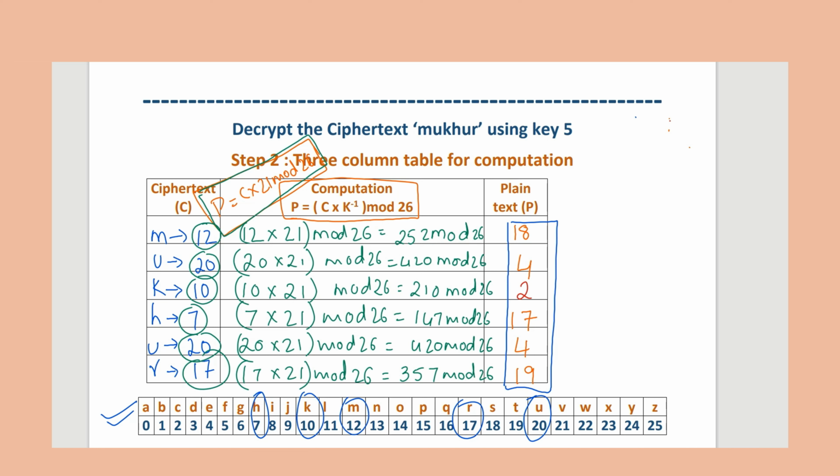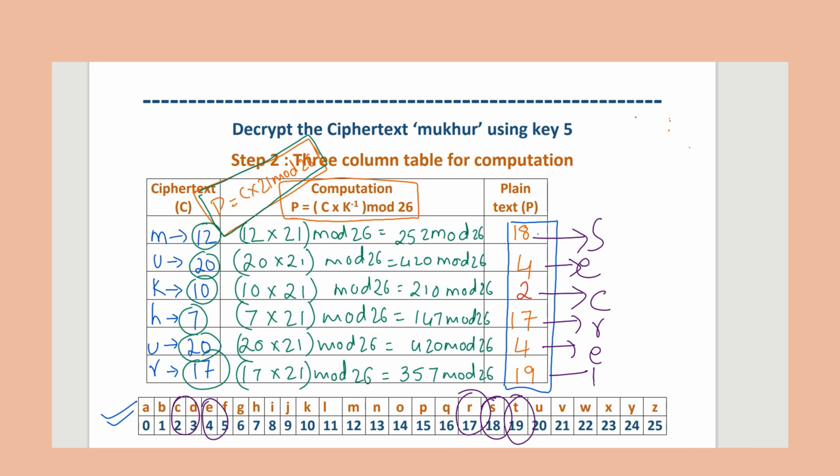For this we require the mapping table which is given below and we find the corresponding letter to each number. As you can see from the table, 18 corresponds to letter S, 4 corresponds to letter E, 2 corresponds to letter C, 17 corresponds to letter R, 4 corresponds to letter E and 19 corresponds to letter T. So our recovered plaintext for the word Mukur with key 5 is the word secret. So we can see that we have successfully recovered the plaintext word secret by using multiplicative cipher.